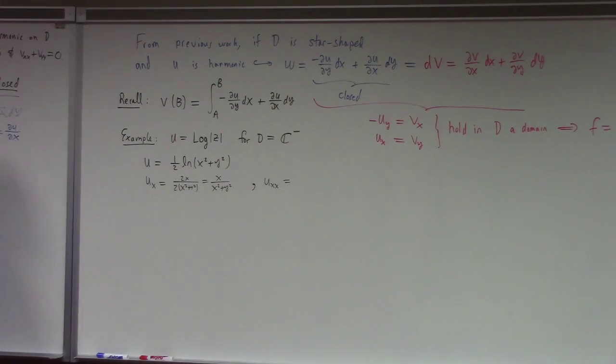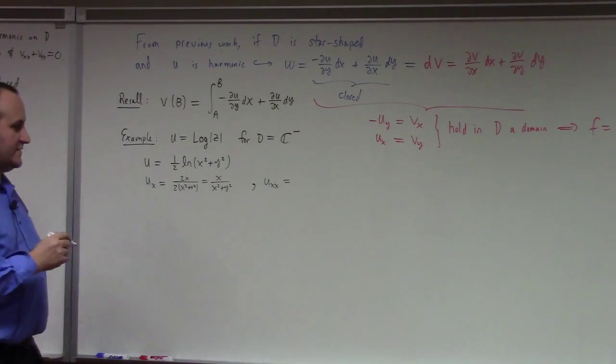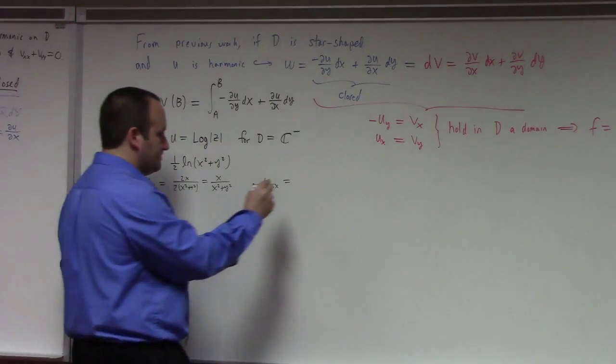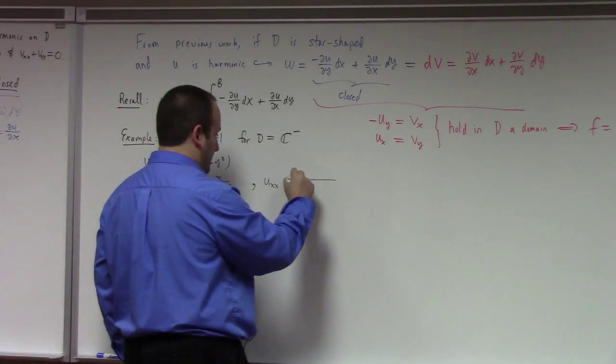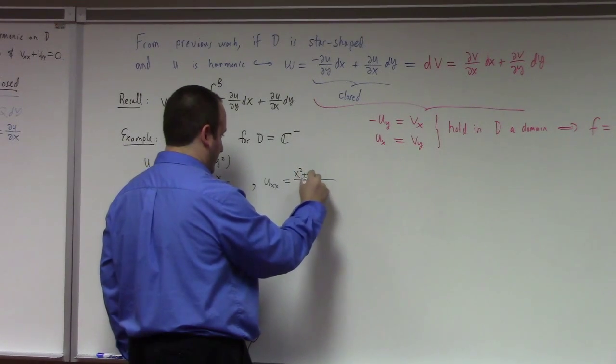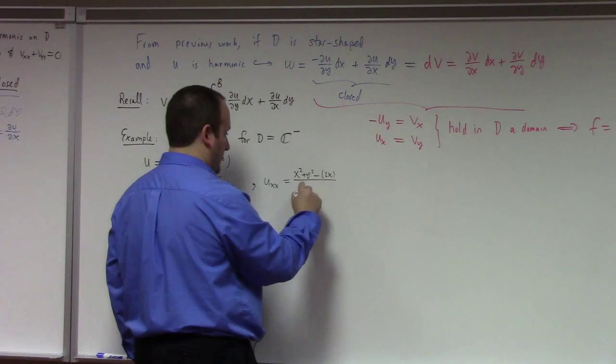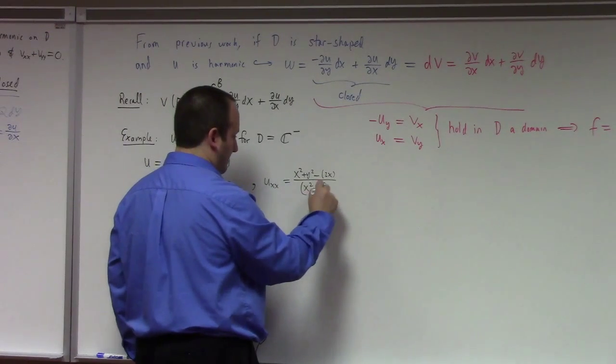Man, we almost did this differentiation last class. Maybe we did. It's the quotient rule, right? So we get x squared plus y squared minus 2x, yeah? Over x squared plus y squared, squared.